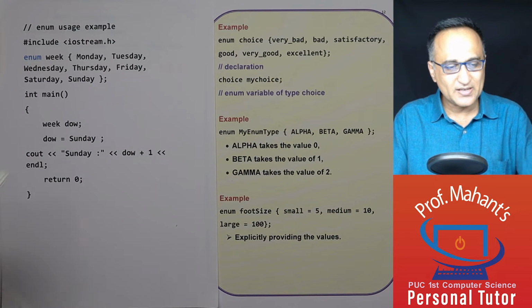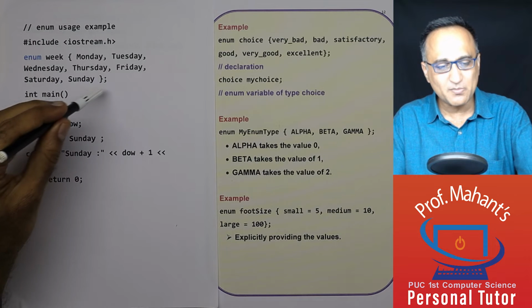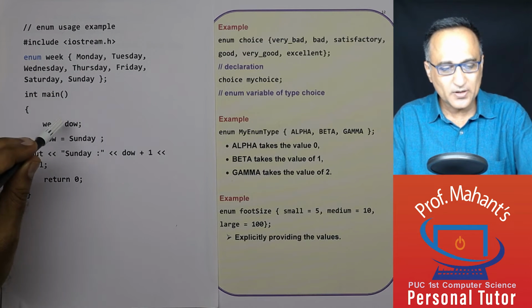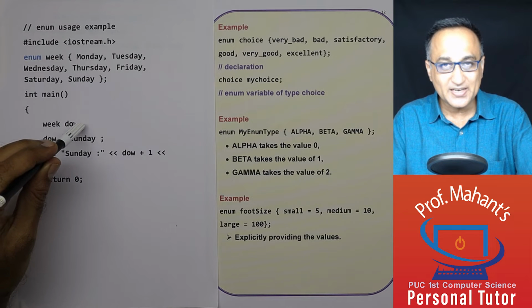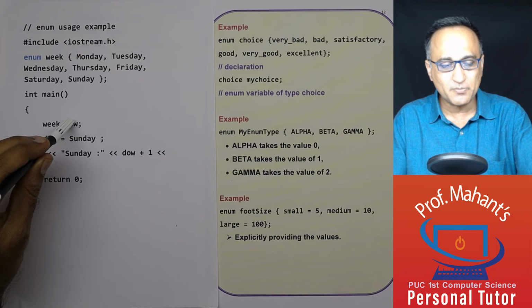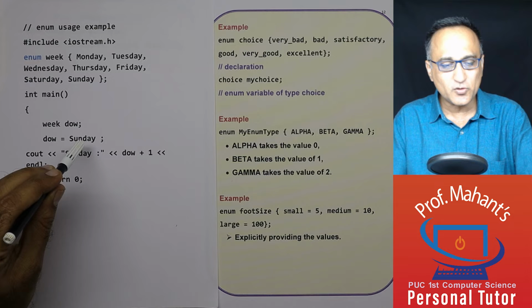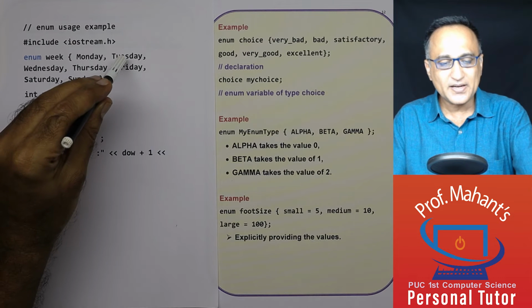So here I have just created the model. No space is allocated for this. Based on this model, I have created one user-created variable called DOW. In DOW, I can give different values. If I say DOW is equal to Tuesday, it will get the value 1.